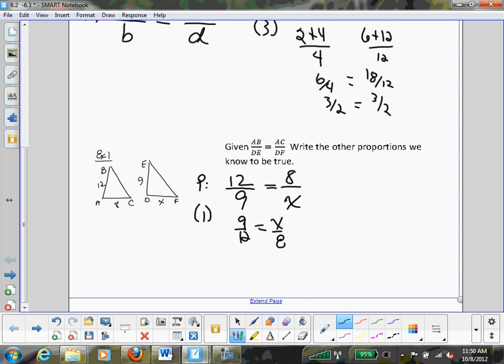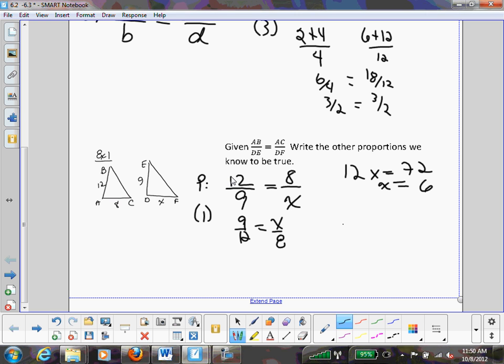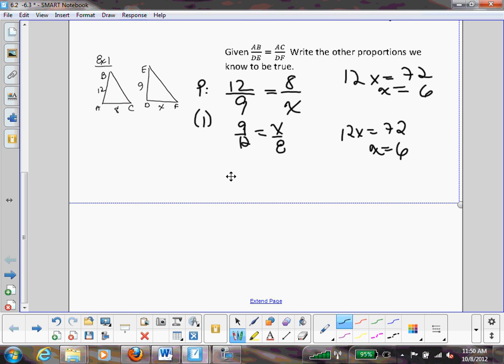Okay. And in both cases, the parent one, this tells me that 12x equals 72, which means x is 6. In this case, I get 12x equals 72, so guess what? X still equals 6, right? So if we set these up right, no matter which way we do it, we should be able to get the same value for x. What's another case that I can write?